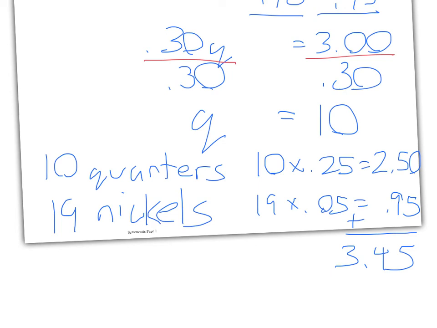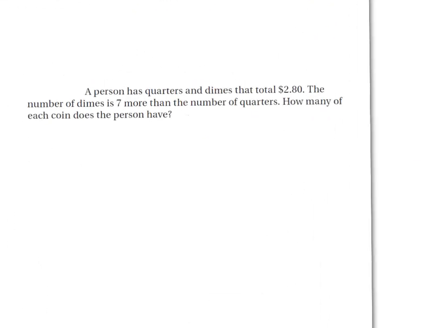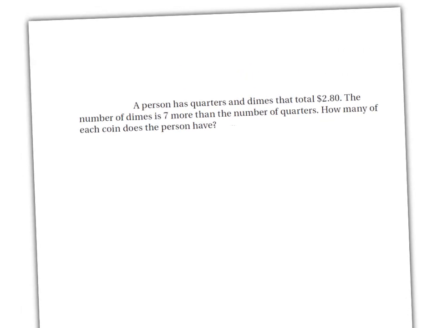Nice job. Here is your problem that is very similar. A person has quarters and dimes this time, not quarters and nickels, quarters and dimes. Now this one's very, very similar. Just keep in mind that nickels have been changed to dimes. A person has quarters and dimes that total $2.80. The number of dimes is 7 more than the number of quarters. How many of each coin does the person have? And by each coin, of course, we mean quarters and dimes, not pennies or nickels in this case.